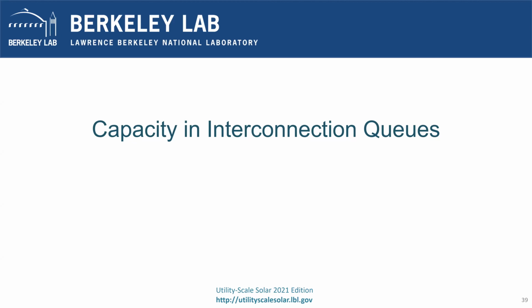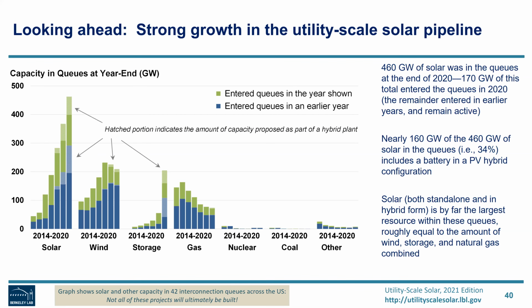All right, so now we're going to close out with a look forward at what's coming through the pipeline in terms of capacity within generator interconnection queues across the country. This graph shows the amount of capacity working its way through 42 different interconnection queues across the US, which in aggregate cover about 85% of total US load. So it's a pretty comprehensive coverage of what's going on in the US.